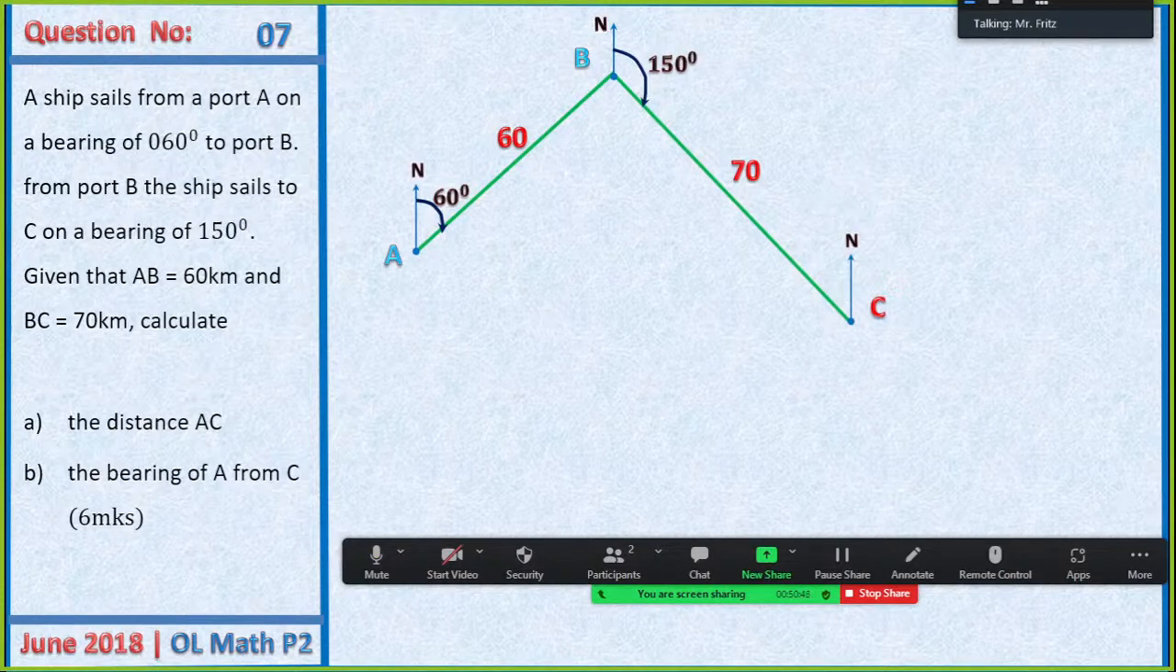Now they want us to find the distance AC. How can we find this distance AC? We can first start by checking if this is a right angle triangle, and then we can use Pythagoras. But if it's not a right angle triangle, then we are going to use either the sine rule or the cosine rule. You know about those rules? Hello, are you there?